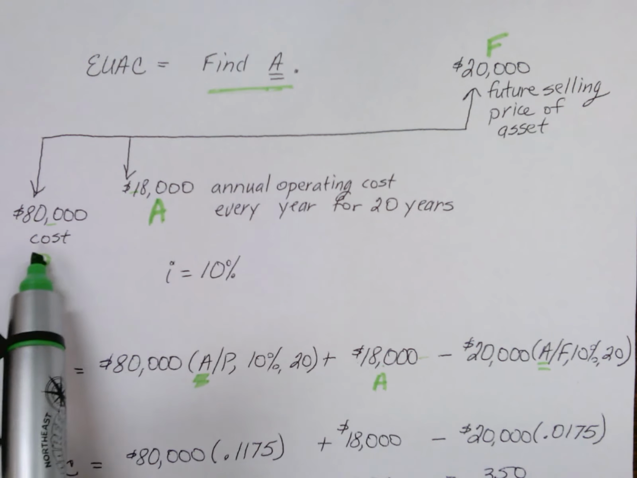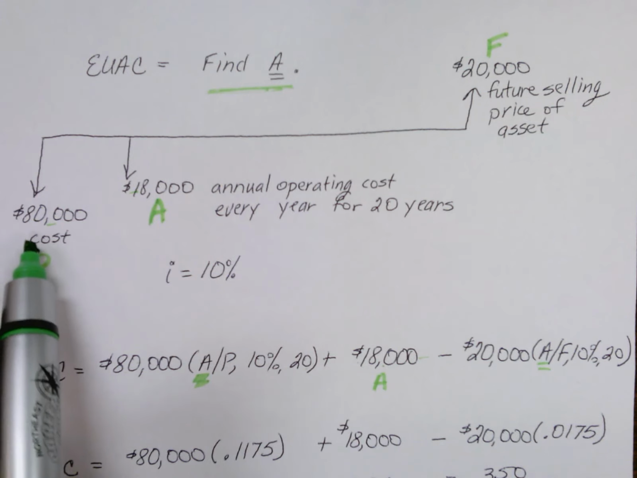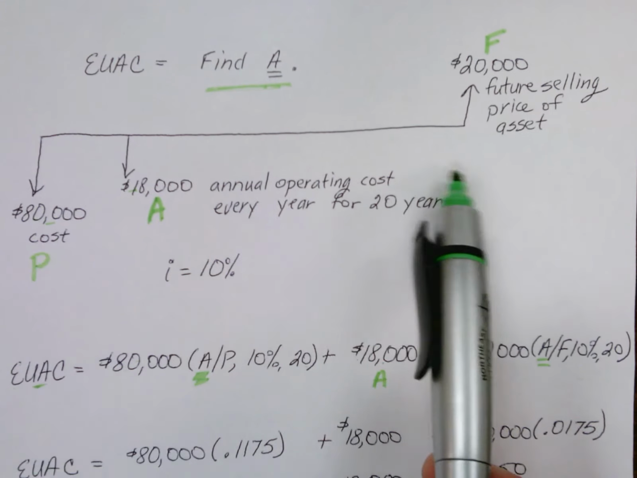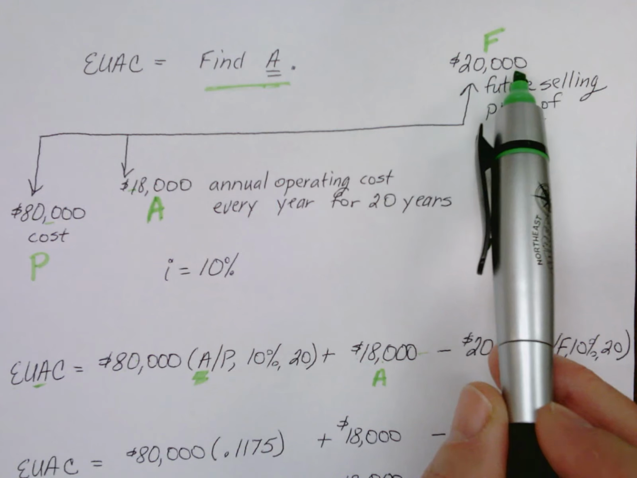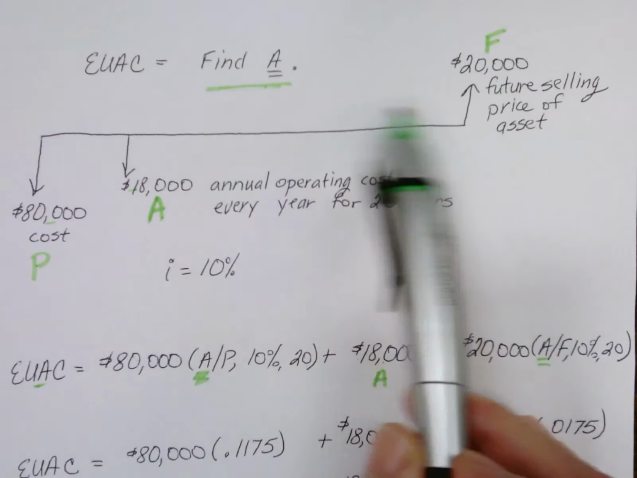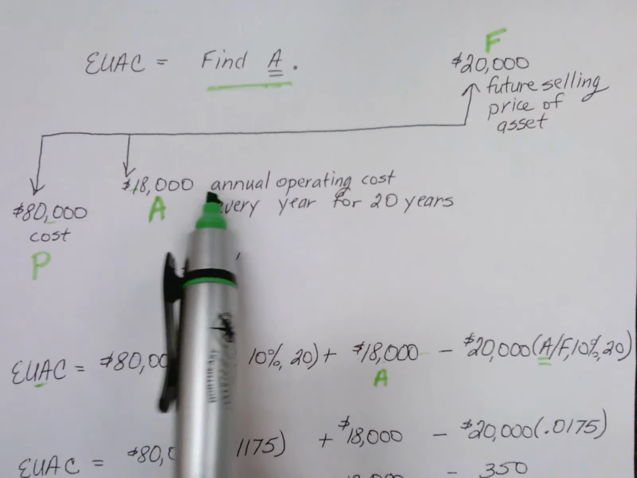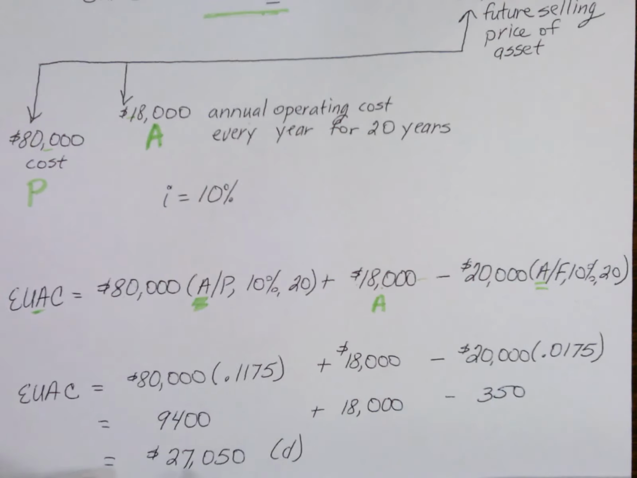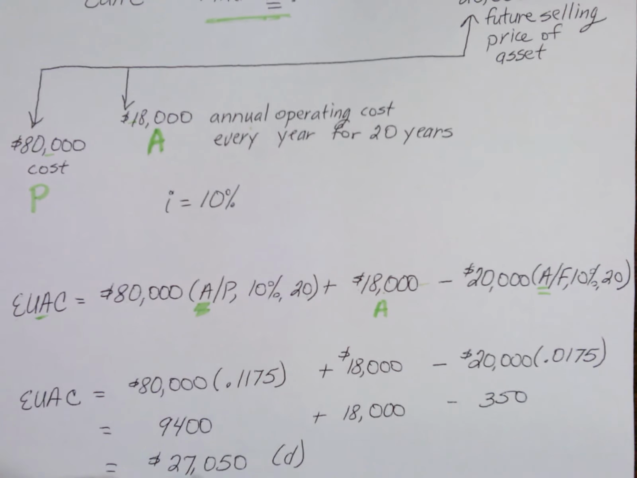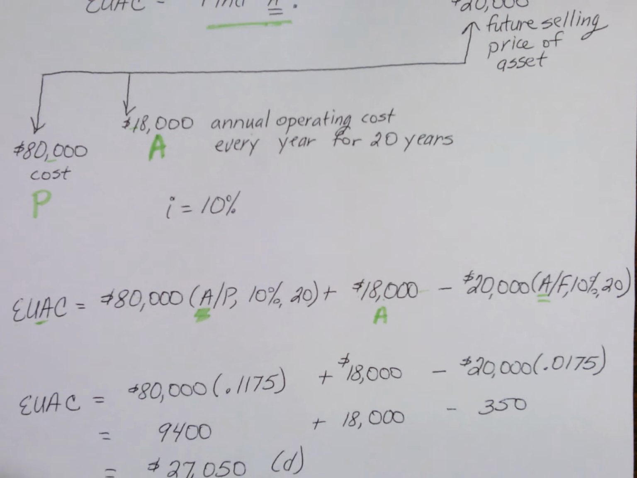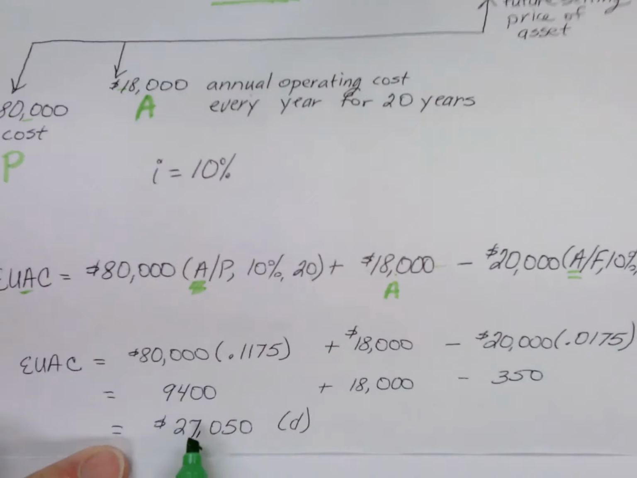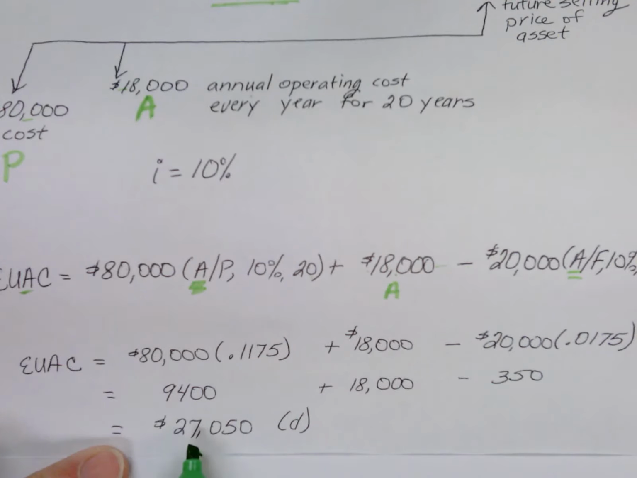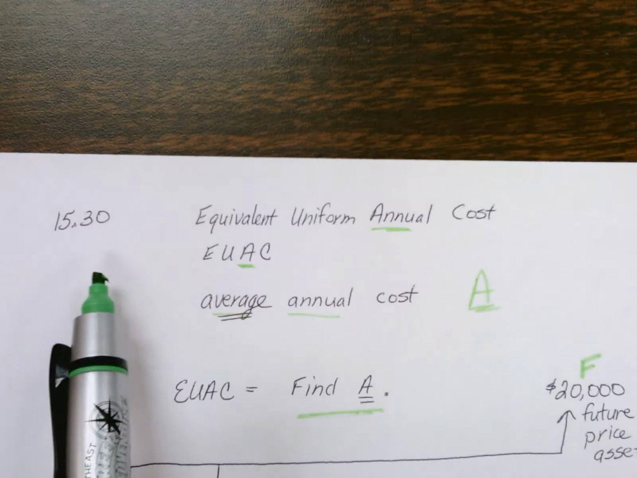So we're basically taking this initial fairly large cost and spreading it over the 20-year life, taking this future proceeds in and spreading it back over the 20-year life. So it seems reasonable that our average annual operating cost would be something more than 18,000, and here it actually worked out to 27,000. That's the average annual cost to operate that machine, given its initial cost, its future salvage value, and all the operating costs for the 20 years in between. So that's the strategy and solution for problem 15.30.